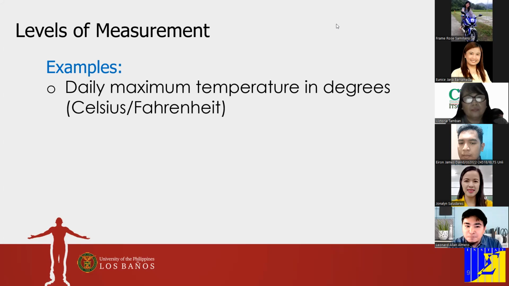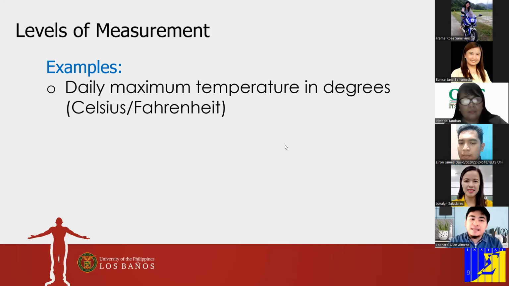Can I get a thumbs up? Tama po ba yun? Pag sinabi kong 0 degrees Celsius or 0 degrees Fahrenheit, may temperature pa rin. 0 degrees nga lang. Okay? So actually po, yung interval level of measurement, very rare po yan. Mahirap po mag-isip ng mga variables na nasa interval level.